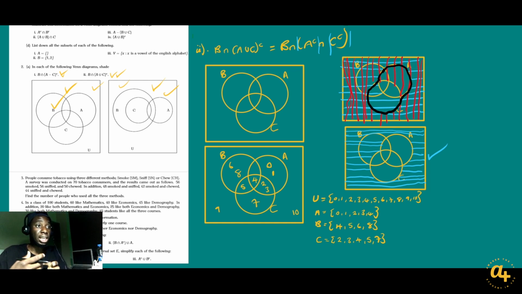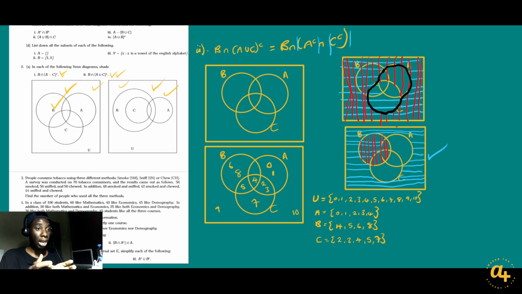So now that we are done shading our A complement intersection C complement, we can move on to shading our set B on the second Venn diagram at the bottom. When we shade our entire set B on this Venn diagram, it's going to look something like this. Alright, so now we are done shading set B. You can see that every area that has the red lines is our entire set B. So we've shaded our entire set B.